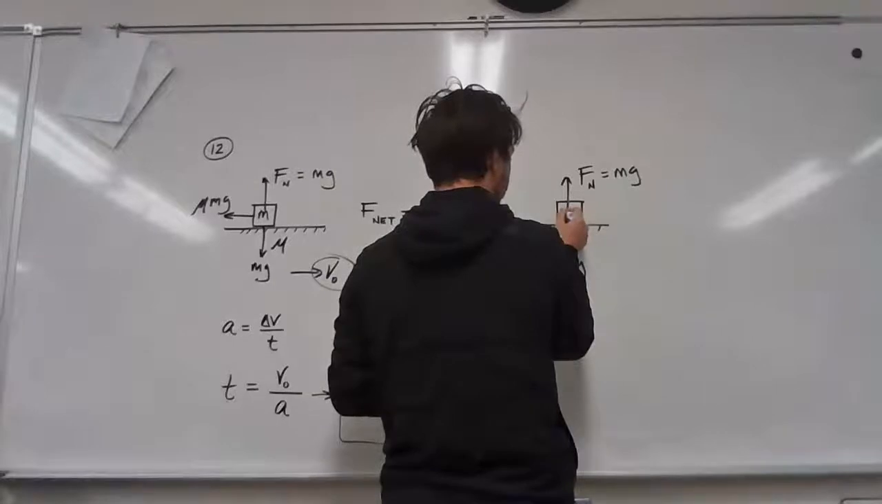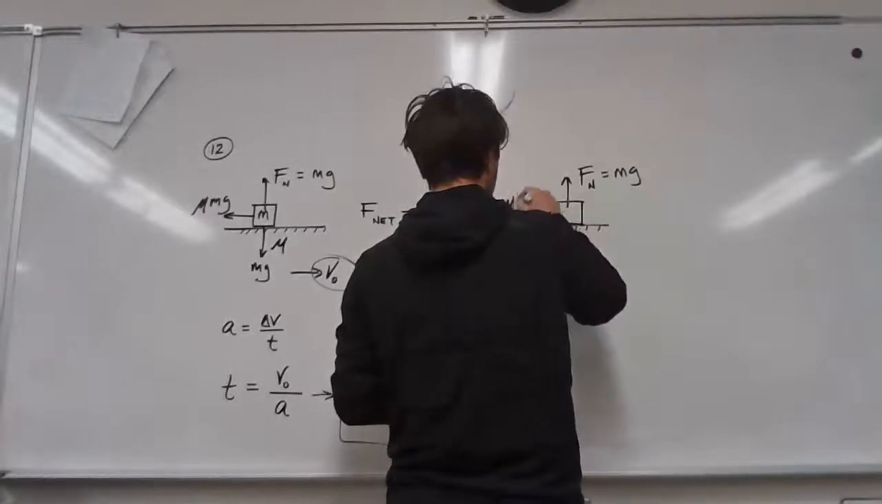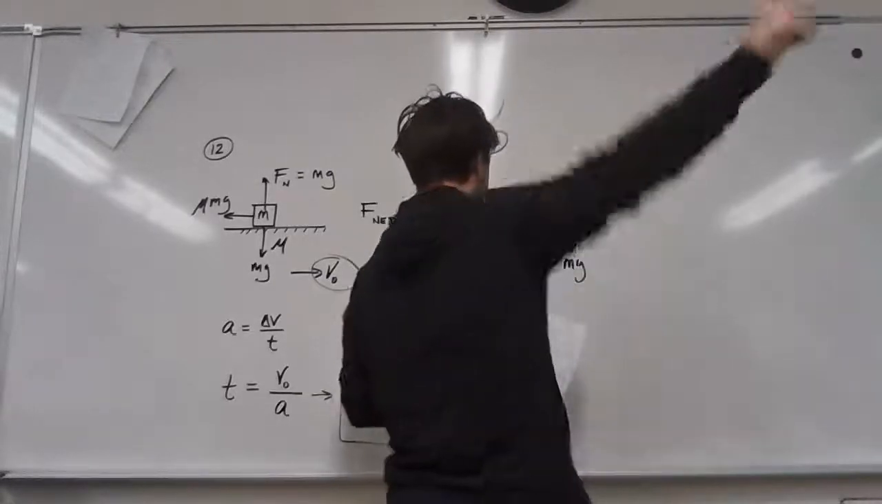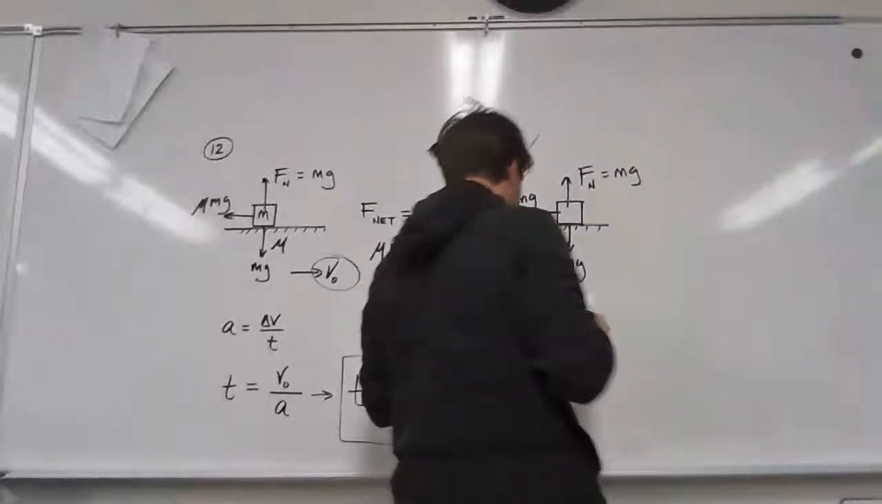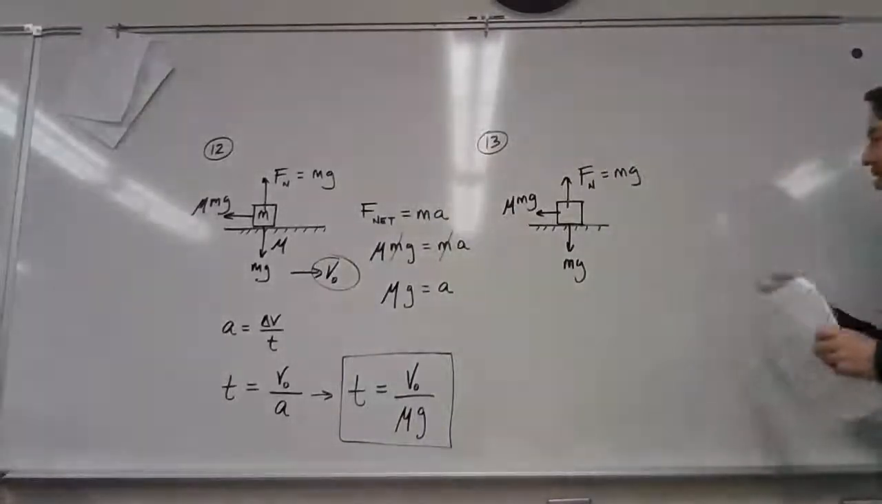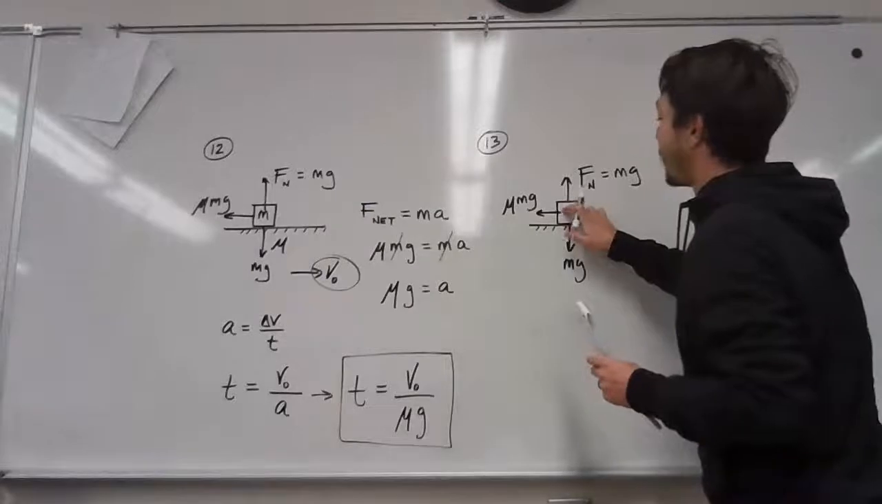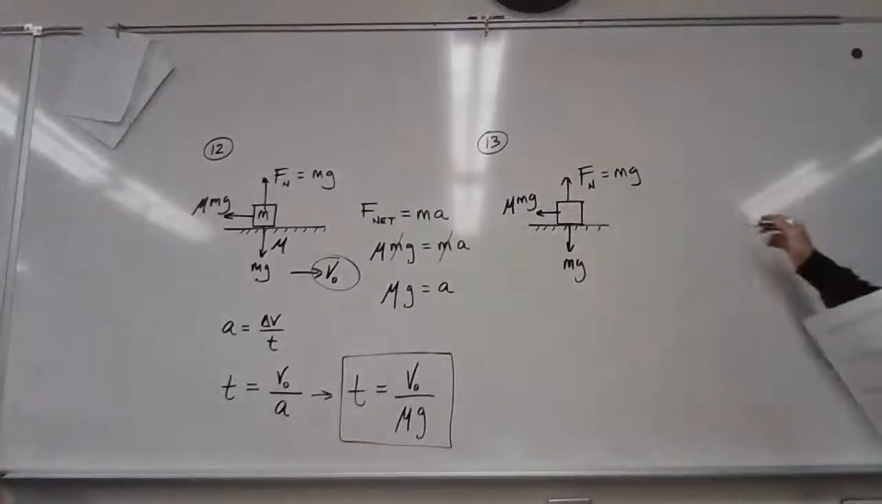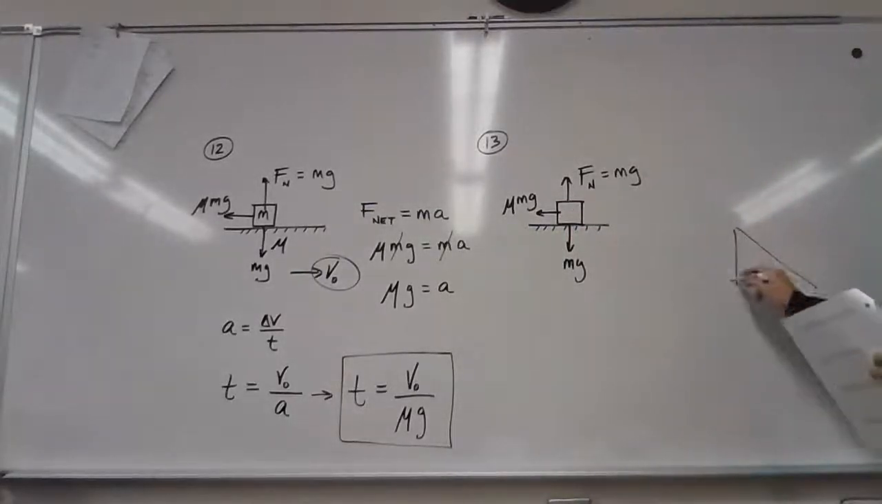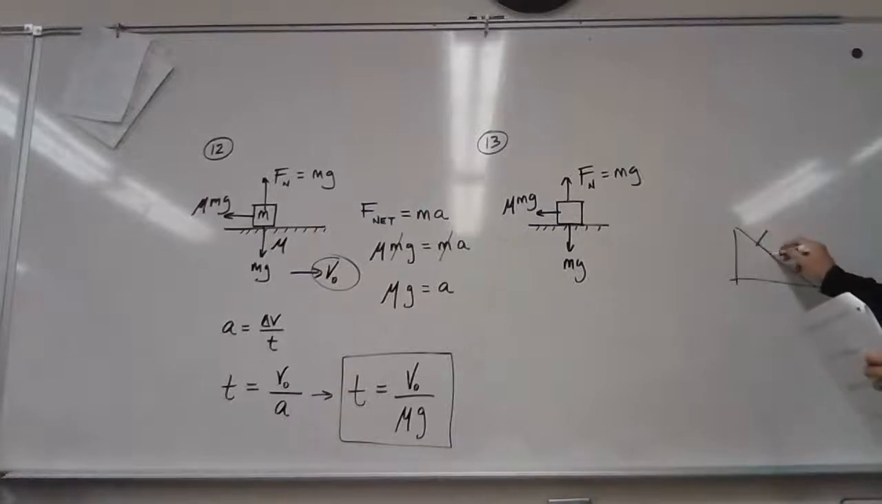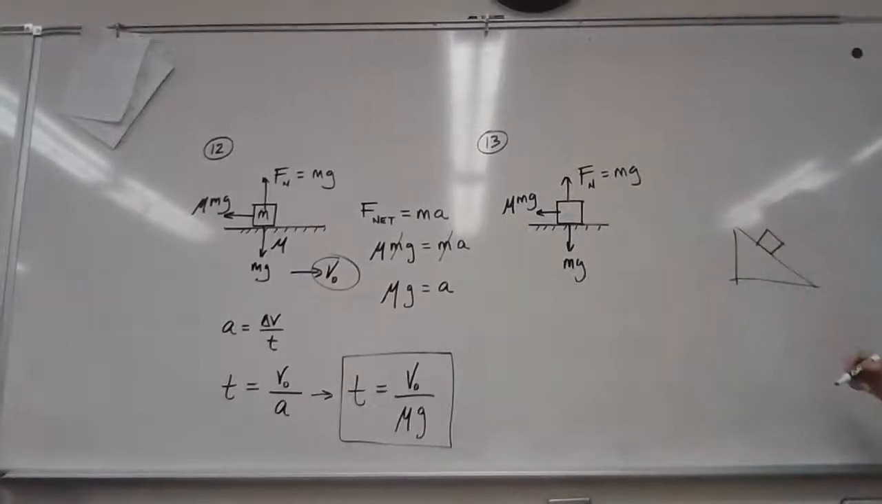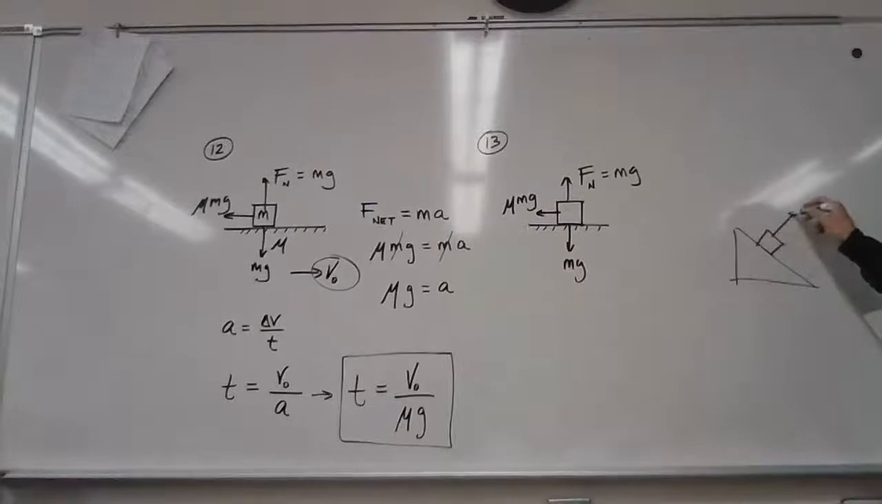You guys remember what normal means? Perpendicular. Very good. That was a better answer. This is going to be really important later on when we start talking about putting a block onto a ramp. Because guess what direction the normal force points if you're a block on a ramp? Perpendicular to the ramp.